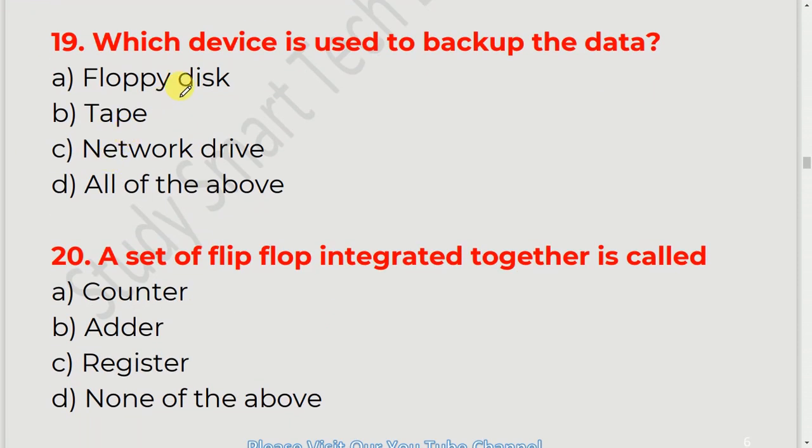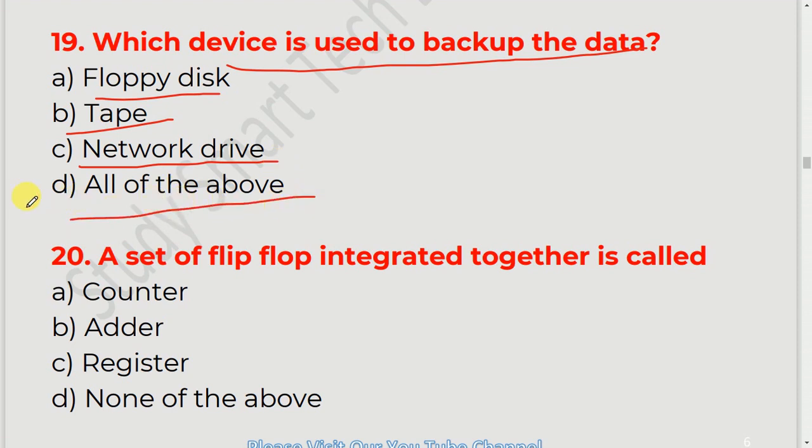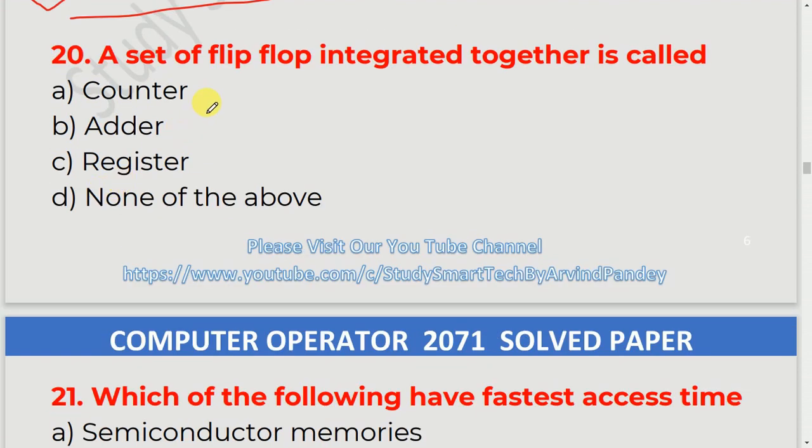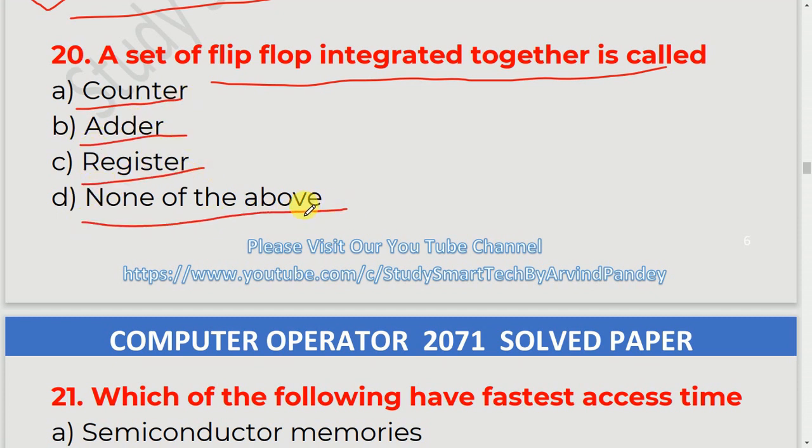Question number 19. Which device is used to back up the data? Option A floppy disk, B tape, C network drive, D all of the above, and the correct answer is option D all of the above. Question number 20. A set of flip-flop integrated together is called option A counter, B adder, C register, D none of the above, and the correct answer is option C register.